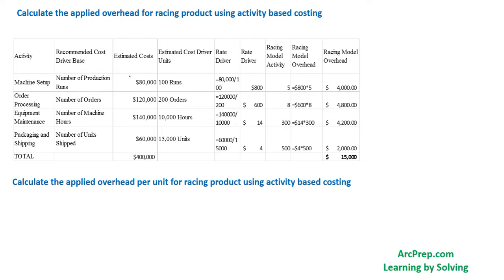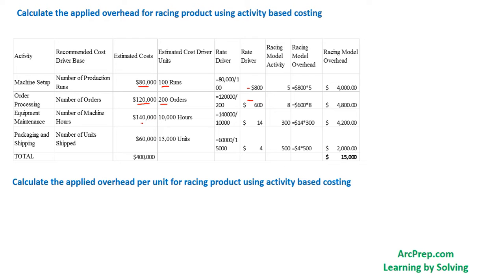So for machine setup, for example, it is $80,000 estimated cost, 400 runs in total. So each run is $80,000 divided by 400, which is $200 for each run. Order processing is $120,000 for 200 orders, so 120 divided by 200. For each order, it costs $600.